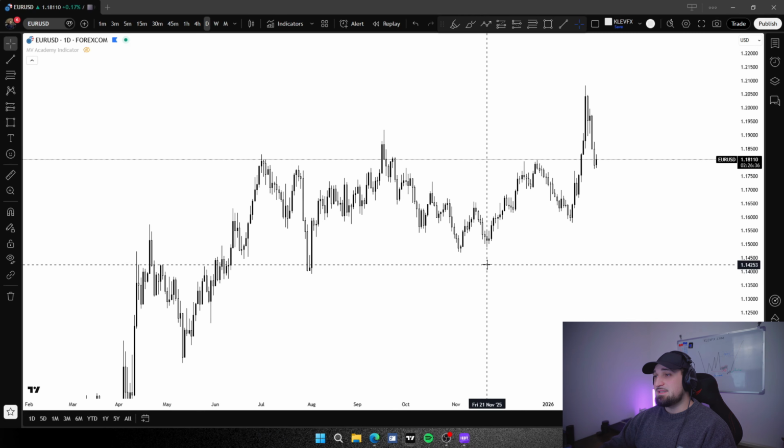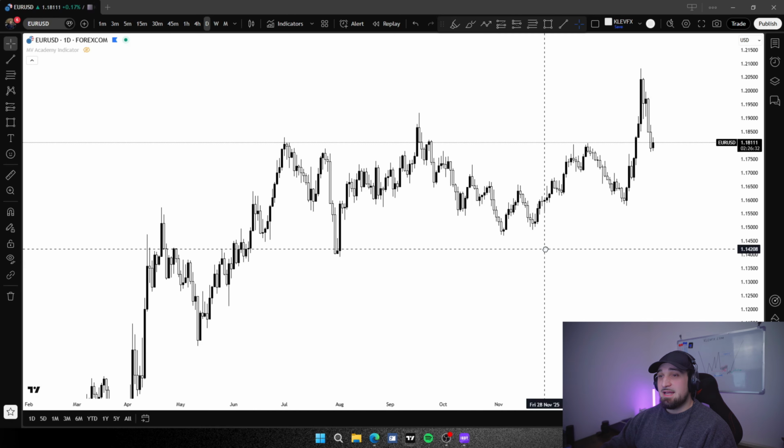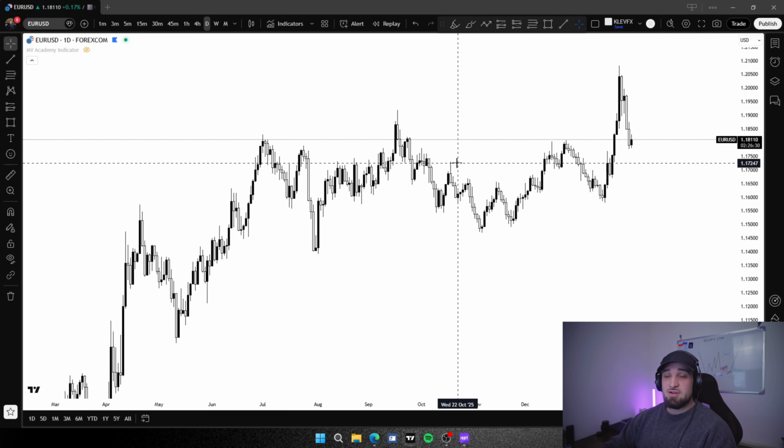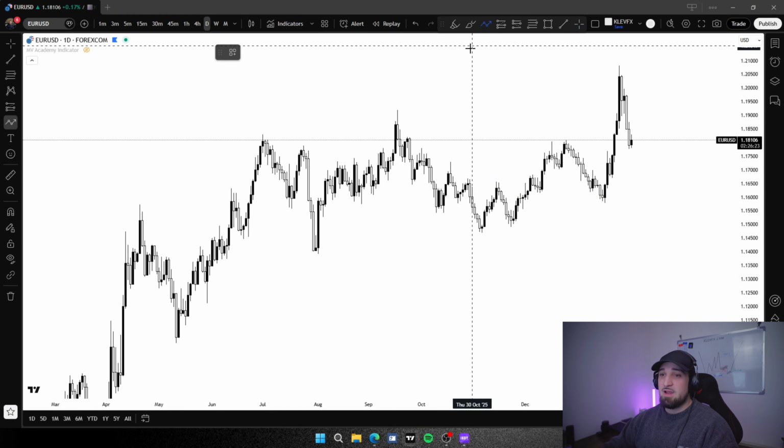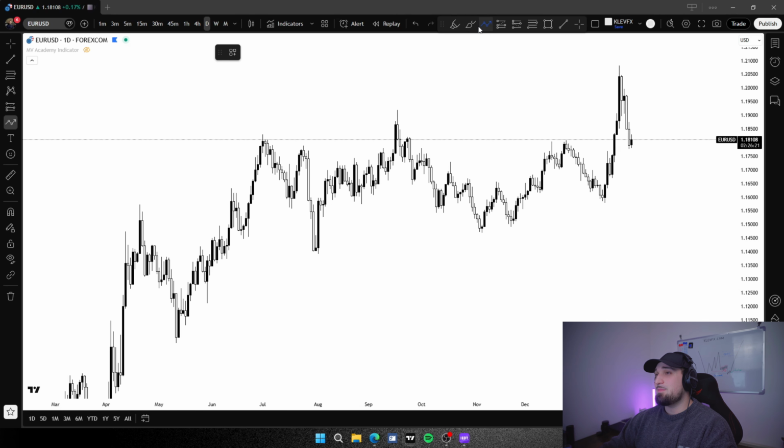So let's zoom in on the daily time frame so we can see where the market is going overall. The first thing that I like to start doing is figuring out the market structure on the daily time frame, figuring out where the highs and lows are and what trend we are basically in. Right now, the first thing I want to do is grab my little path tool, and I'm going to show you how I mark it out.